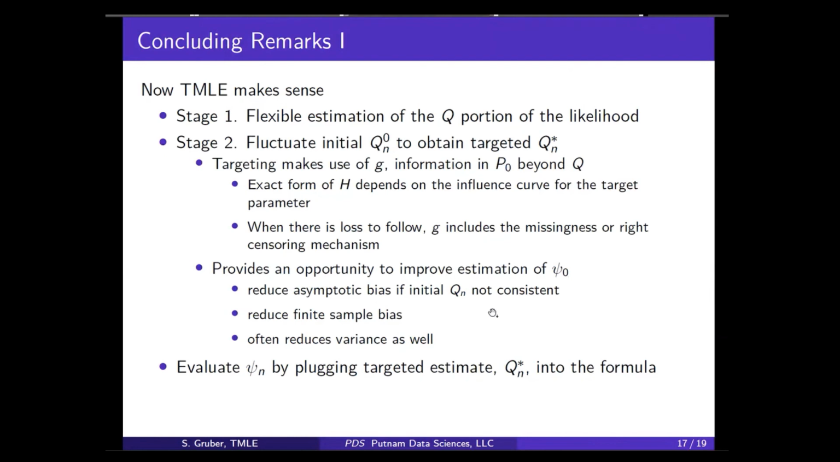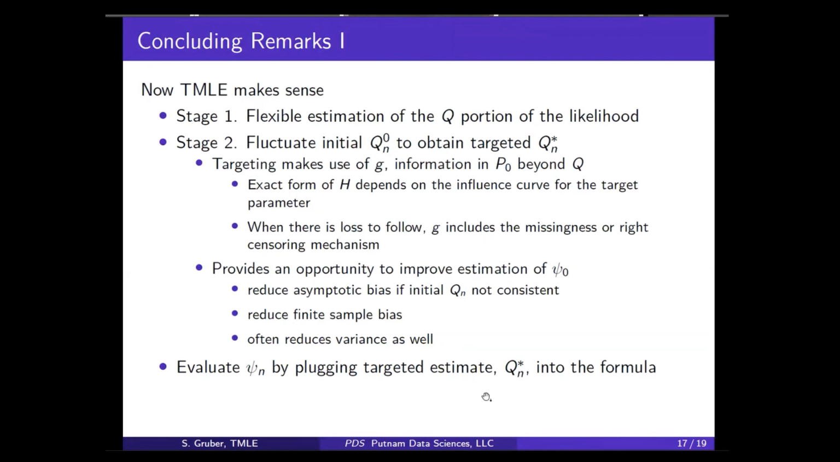It's going to reduce the asymptotic bias if the initial Qn is not consistent. So if we made a mistake with our initial outcome regression model, it's always going to be biased, and targeting will help with that. It also can reduce just finite sample bias. The outcome regression model may not be terrible, it just didn't quite get to the right answer yet. And often targeting will reduce variance as well.